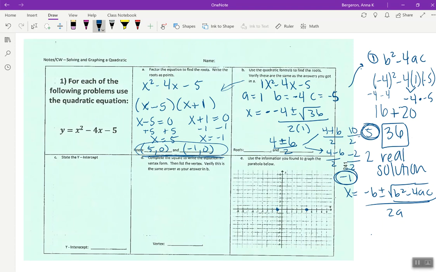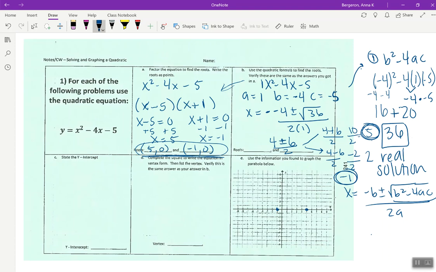So remember, this part said to verify. All I wanted to do is show my work to show that I still get 5 and -1 like I did for part A. I'm sorry it's so messy. The quadratic formula takes a lot of work. You may consider doing your work on a separate sheet of paper and turning that paper in with this if you can't write small, like I clearly can't.